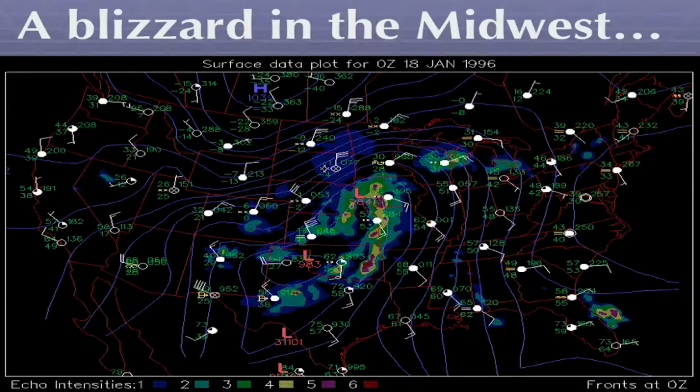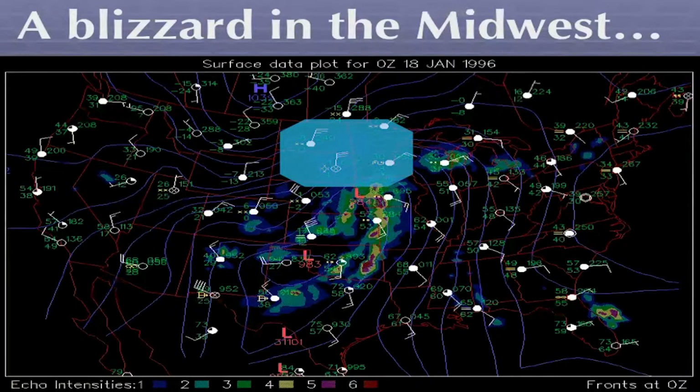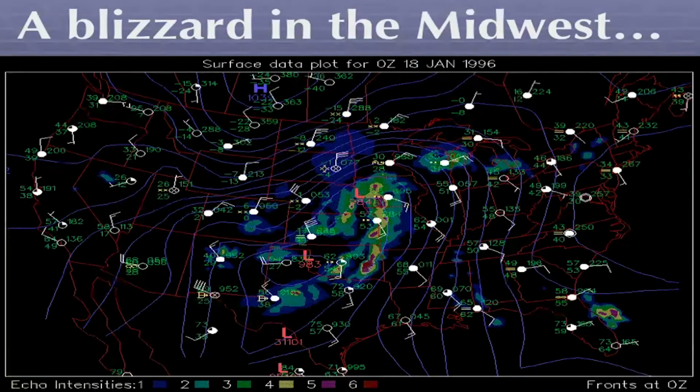This is a surface map taken during a blizzard in the Midwest. Now the blue lines are a little bit harder to see, but you see that big L next to all that rain in Iowa and snow in Nebraska and Kansas. And then look at all the blue lines that are close together through Minnesota, South Dakota, and North Dakota. And then up in Canada, you have the high pressure there.